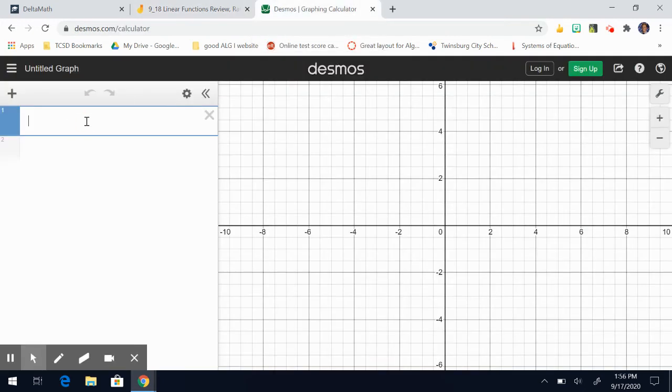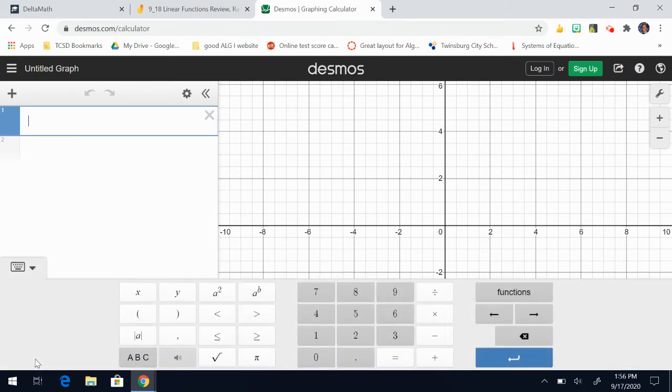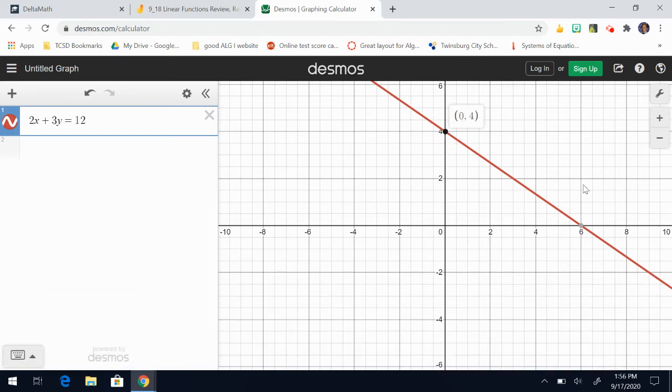So let's go 2x plus 3y, I believe it was equals 12. And you can see that graph shifting. Now, what's nice about Desmos and why I know Ms. Thomas and I and Ms. Seferati all love it, because it gives you these silver balls here, which are important points. All right, 0, 4. What axis are we touching here? The y-axis.